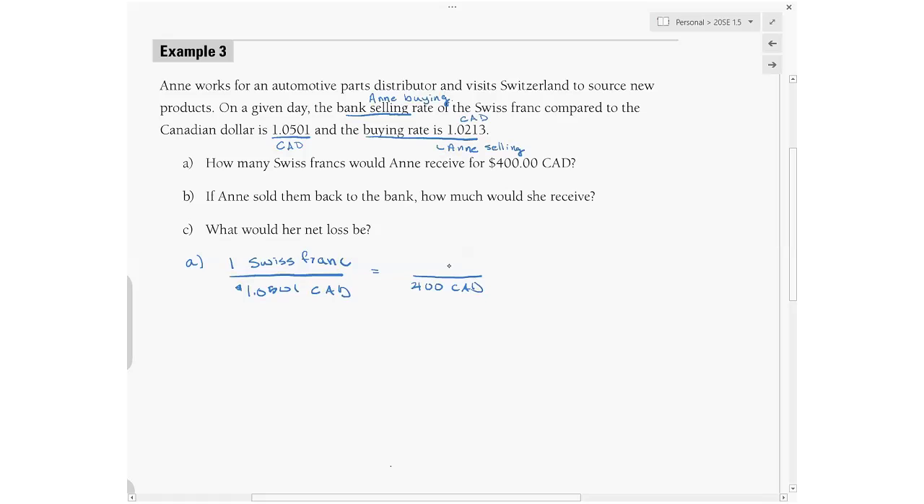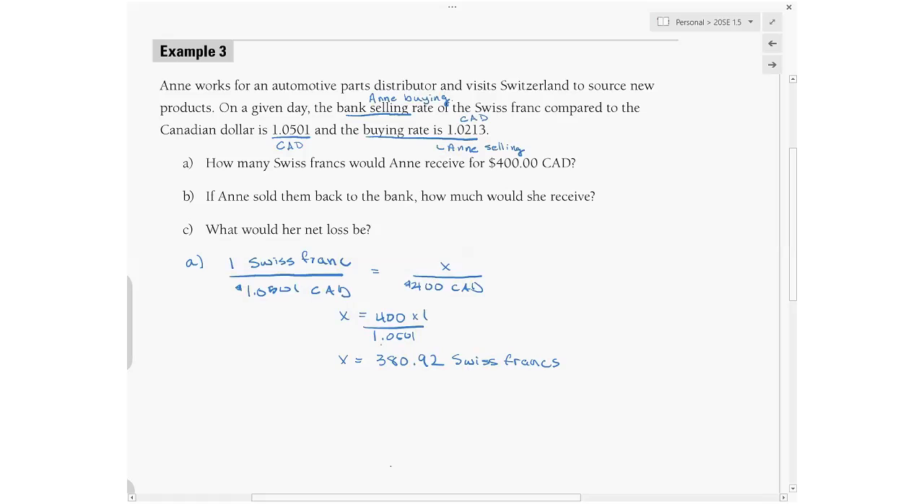So how much is she going to get for that 400 Canadian? Well, X is equal to 400 times 1 divided by 1.0501. So Anne is going to get 380.92 Swiss francs. Remember, she went in with Canadian money. She's coming out with Swiss francs.